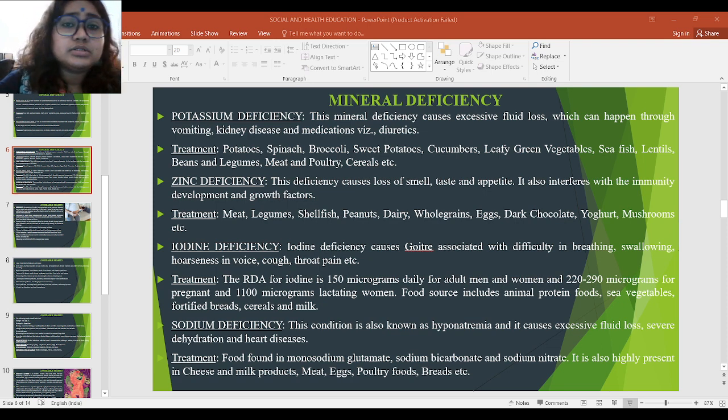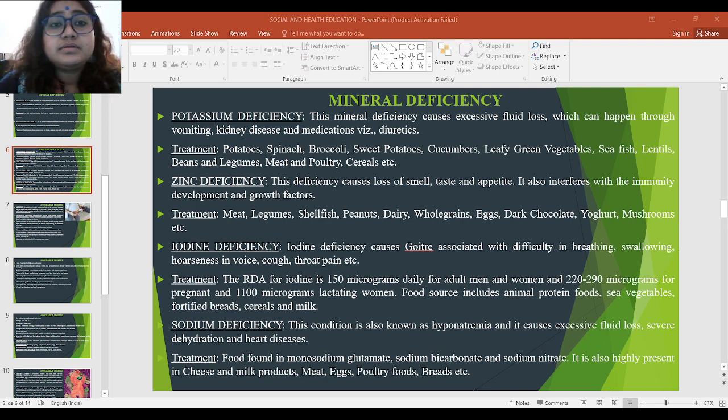Next is iodine. We are all aware that iodine deficiency causes goiter. Not only that, it also causes hormonal imbalance related to hormones secreted from the pituitary gland, where most of the defect is seen with the thyroid stimulating hormone, triiodothyronine and thyroxine.